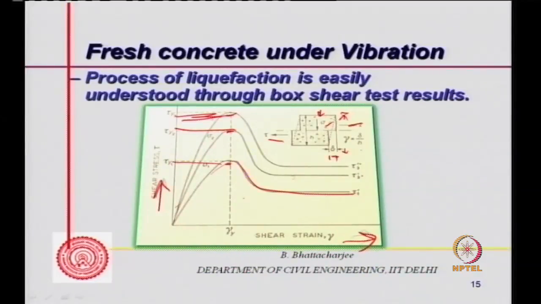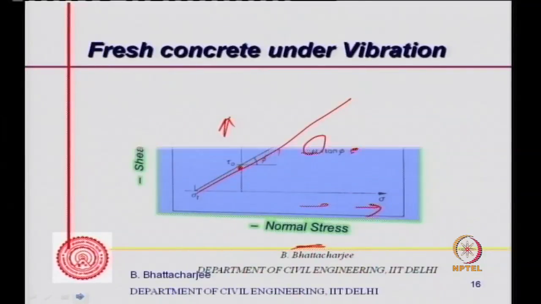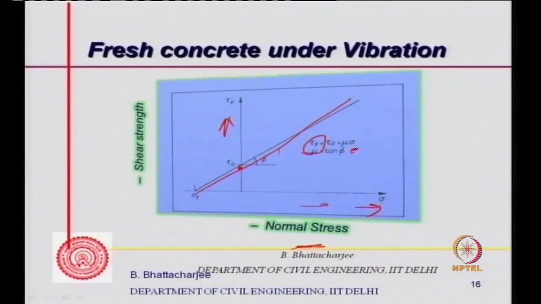Yield shear stress increases with sigma. So as sigma increases, yield shear stress increases, and one can simply relate this linearly, and this is tau zero at zero normal stress, and of course this is the normal tensile strength of the whole thing. So mu is this slope, and sigma is the normal stress.